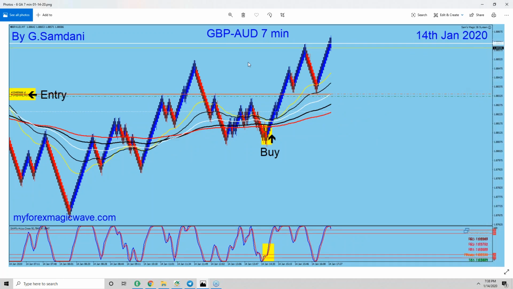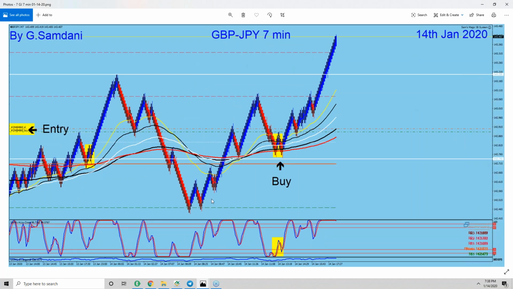The next one is Pound Aussie. You can see this one also, yellow is just below the black, but it's okay, and both black and yellow are above the red line. We were bearish here, then became bullish here, and then boom, it goes all the way. Pound Aussie, and then you have Pound Yen. Again, this was bullish, then became bearish, and then boom, gone here to the upside.